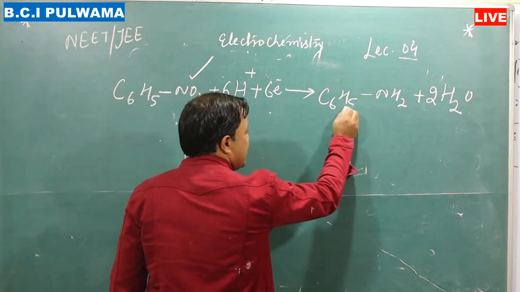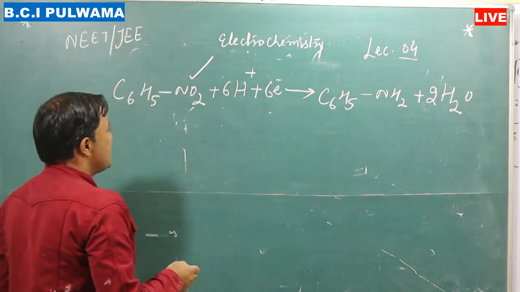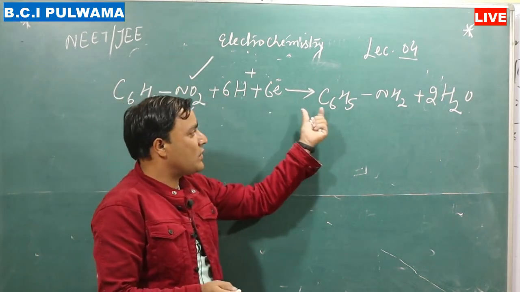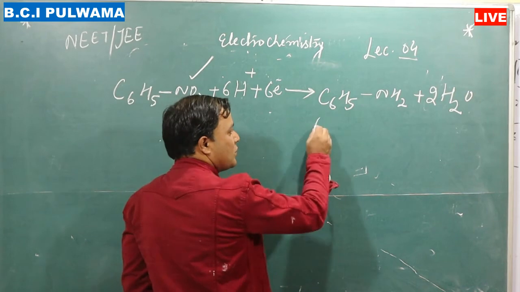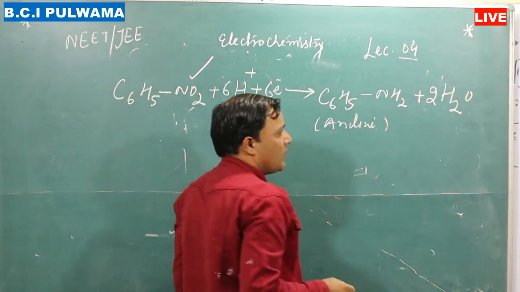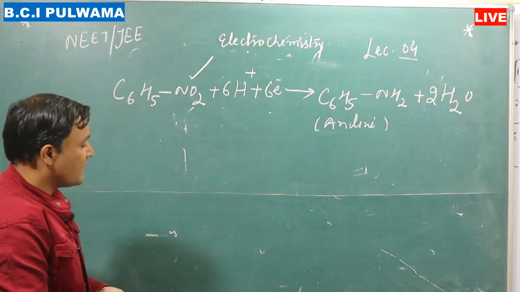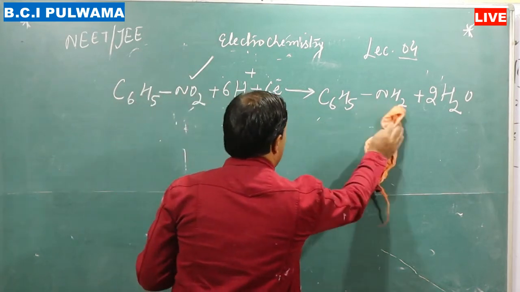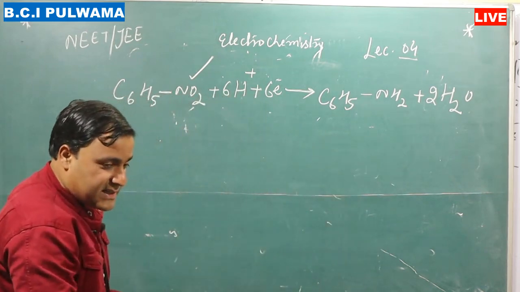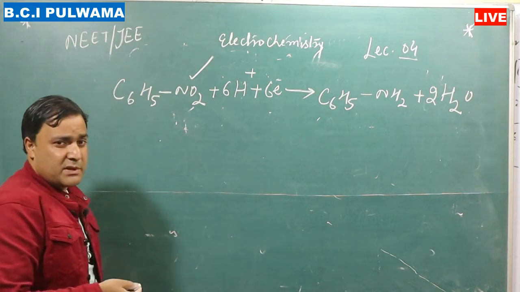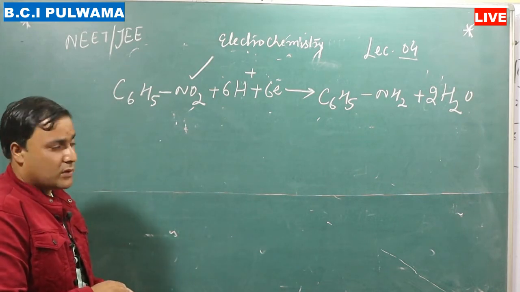So this is the reaction: C6H5NO2, nitrobenzene, in presence of H positive ions will accept electrons and get converted into aniline with the production of water molecules. Now see, the balanced chemical equation is easy; the problem is the valency factor.